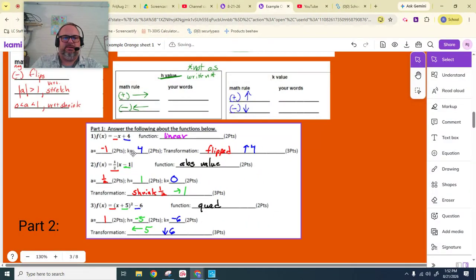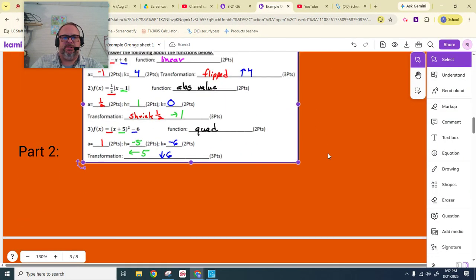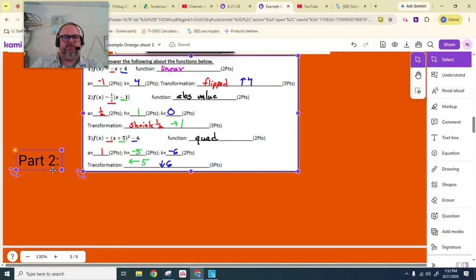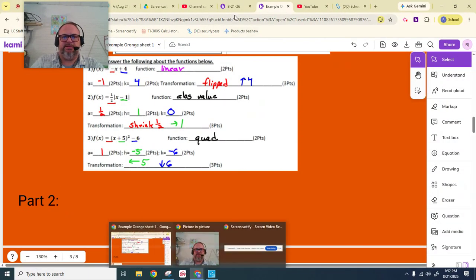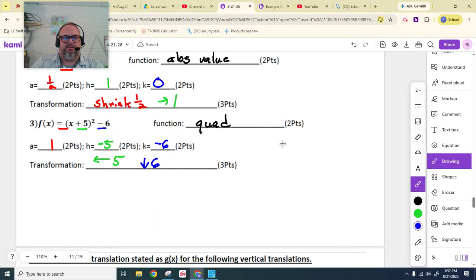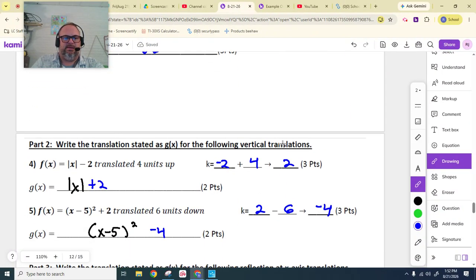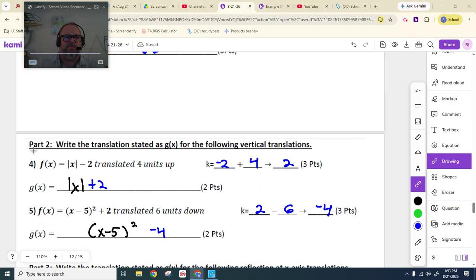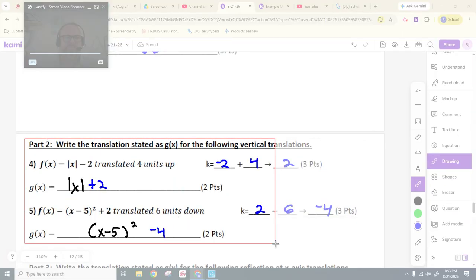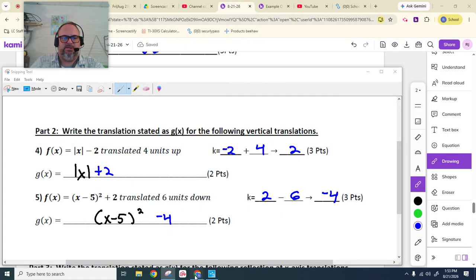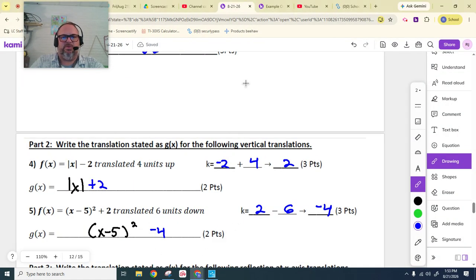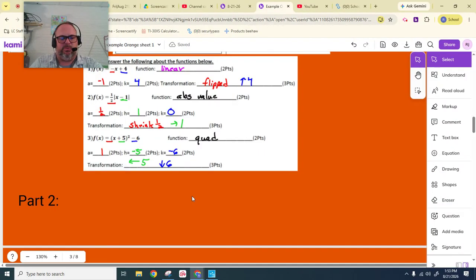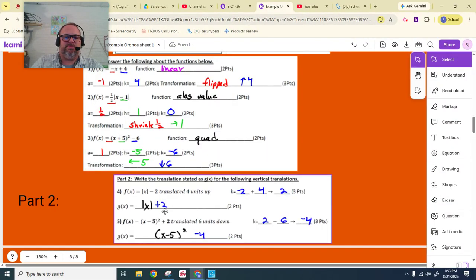Okay, so there's part 1, there's my examples. All right, part 2, I'm going to do the same thing. And you could make it as detailed as you want to, or not as detailed as you want to. If you understand a concept really well, you may not need to put it on your orange sheet.